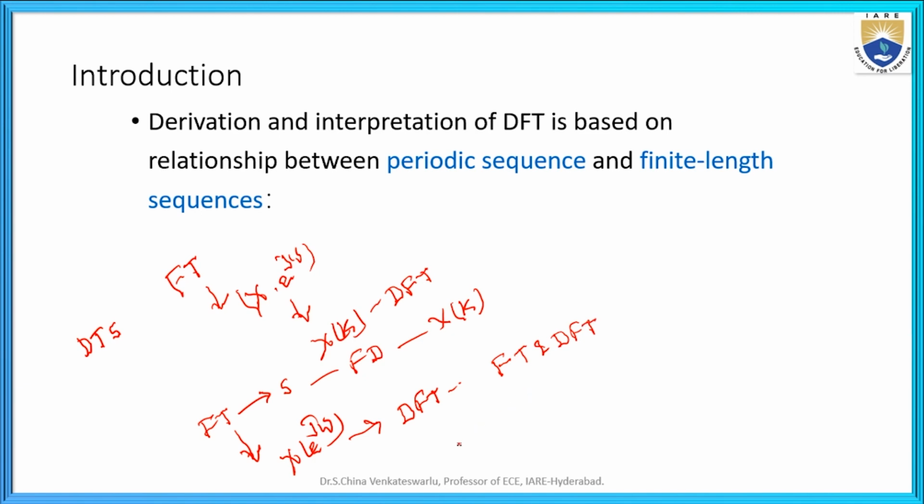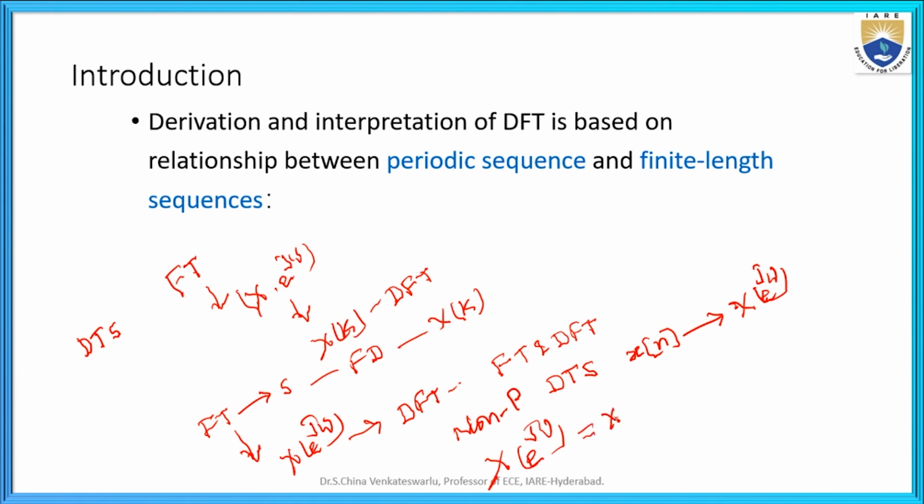Here, if it is non-periodic, the derivation and interpretation of the discrete Fourier transform is based on the relationship between a periodic sequence and a finite length sequence. If it is a non-periodic discrete time signal, it is followed by x of n. Observe the frequency response, X of e power j omega, which is equal to X of omega.